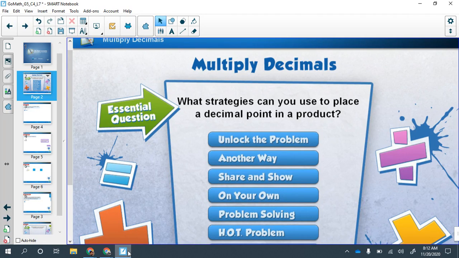So today we're going to be taking a look at Chapter 4, Lesson 7, and we're going to be multiplying decimals. And we're going to be thinking about strategies that we can use to make sure that we've placed the decimal point correctly in our product.